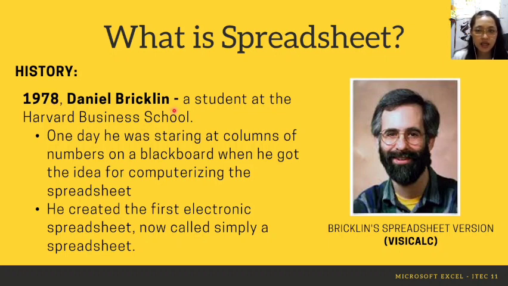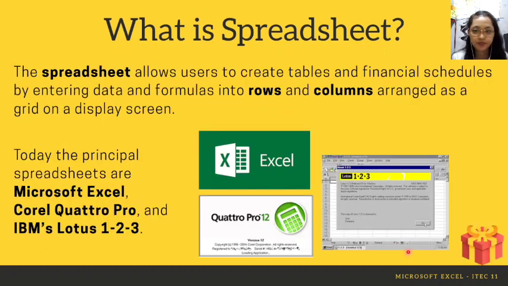He was a student at the Harvard Business School. The story behind this is that one day he was staring at columns of numbers on a blackboard when he got the idea of computerizing the spreadsheet. So he created the first electronic spreadsheet, now called simply a spreadsheet. Now we are using Excel, which is one of the electronic spreadsheets. This VisiCalc is one of the versions, Bricklin's spreadsheet version.